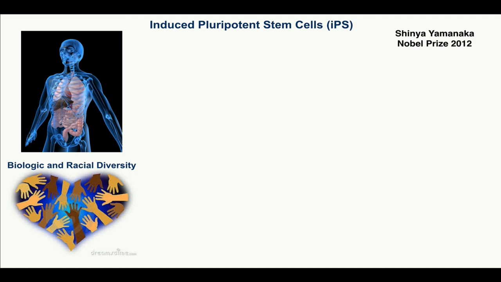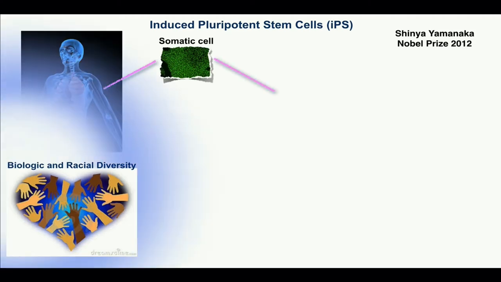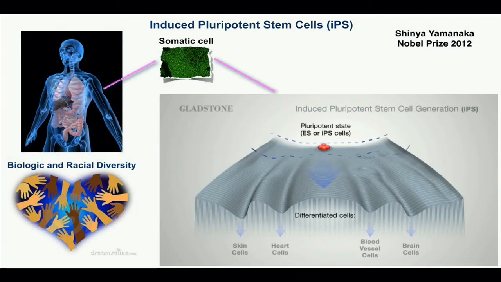Okay, why induced pluripotent stem cells? Well, I already mentioned they have biologic and racial diversity. What are they? Well, basically, you could take a biopsy of a somatic cell. For those of you that don't know what that is, let's just say I take a little biopsy. People are trying to make these cells from saliva and urine, but let's just take a biopsy of cells, so it comes from an adult.